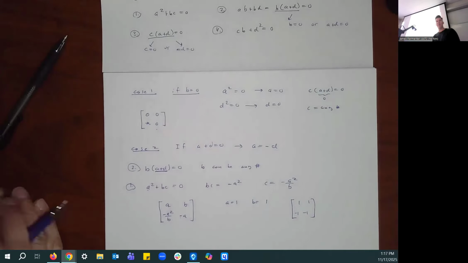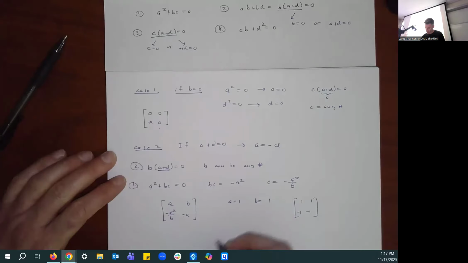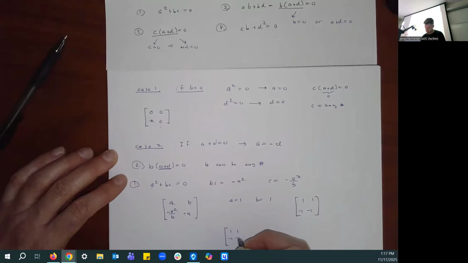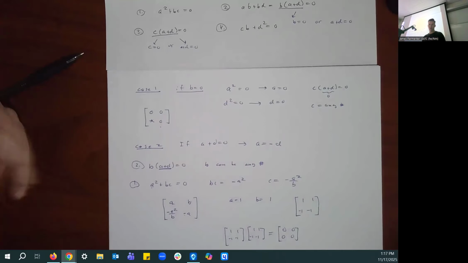You might be surprised that when you multiply this matrix by itself, you get the 0 matrix, but you do. If you multiply this matrix by itself, look at what we get. 1, 1 with 1, negative 1 is 1 plus negative 1, which is 0. Same deal there. Negative 1 times 1, negative 1 is also 0 and also 0. Yep, all zeros.